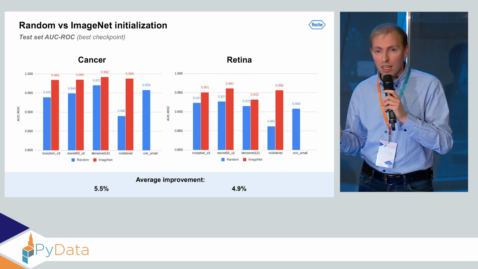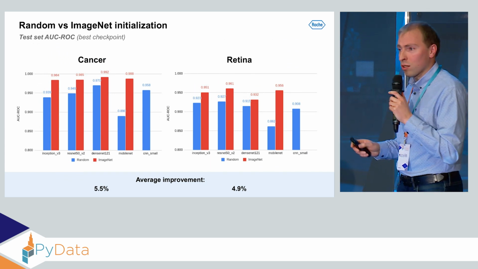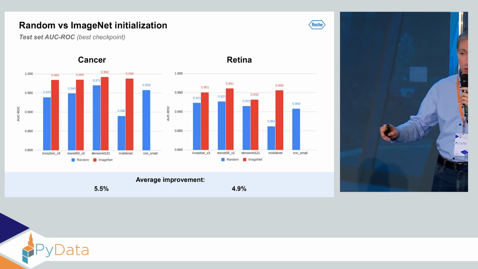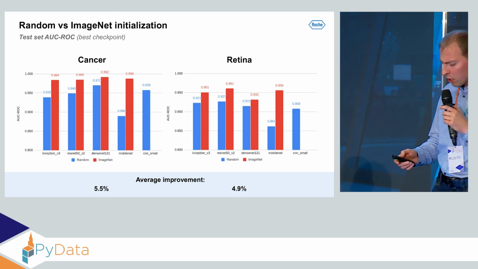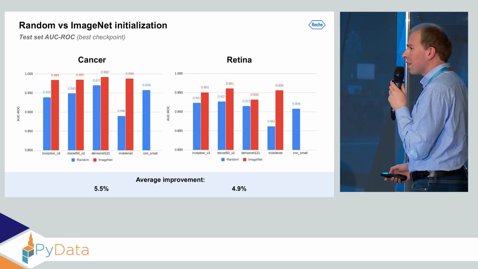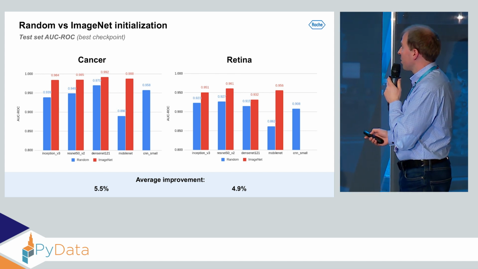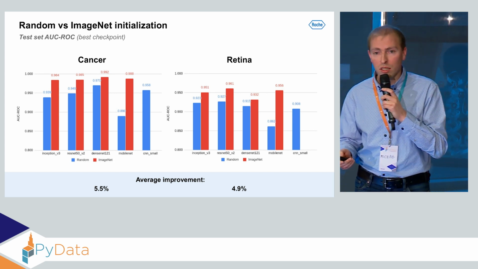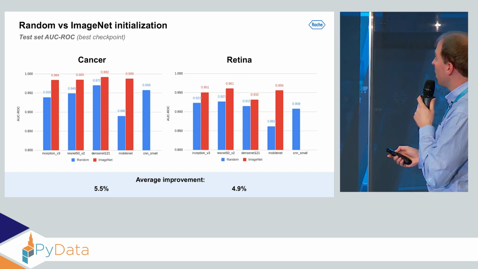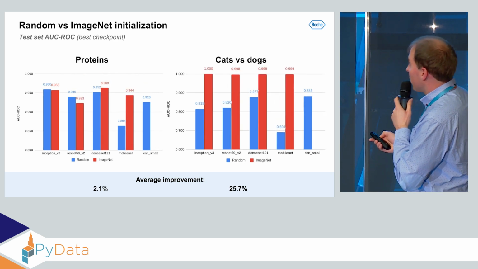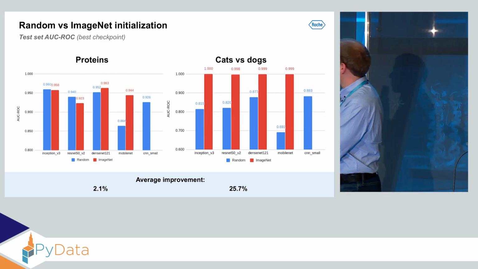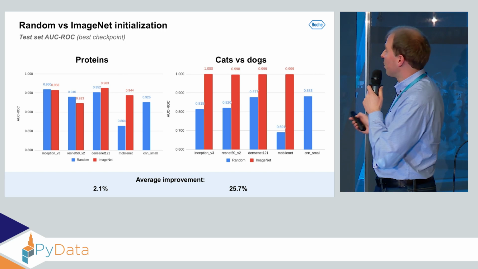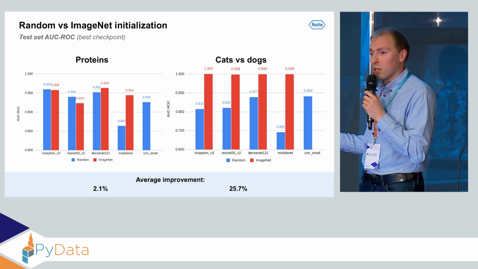Right. Let's have a look for a while at the test set. So this is the inference phase, run on the best checkpoint, saved throughout the whole training process. For the cancer and retina datasets, we can see we've got around 5% improvement from the pre-trained networks. However, this doesn't always have to be the case. For instance, for the protein dataset, sometimes we cannot clearly distinguish whether it's better to train from scratch or from ImageNet weights.